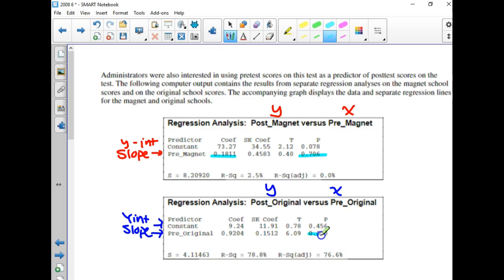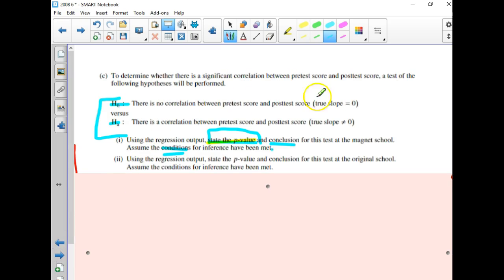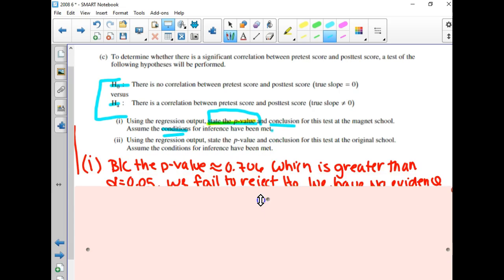And here's my p-value for my slope of the original school. What does that mean? We always assume that there's no slope, that when we got this data, just by chance it went positive, or just by chance it went negative. How do we know for sure it's always positive? We have to perform a significance test on slope. So what do I do? I get my p-value.